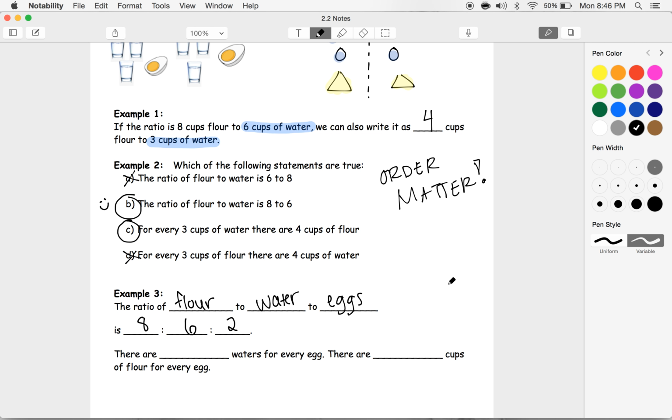Now, yesterday we talked about this idea of a ratio is comparing 2 or more quantities. In this case, we're showing that we're actually comparing 3 different categories this time. That's okay.